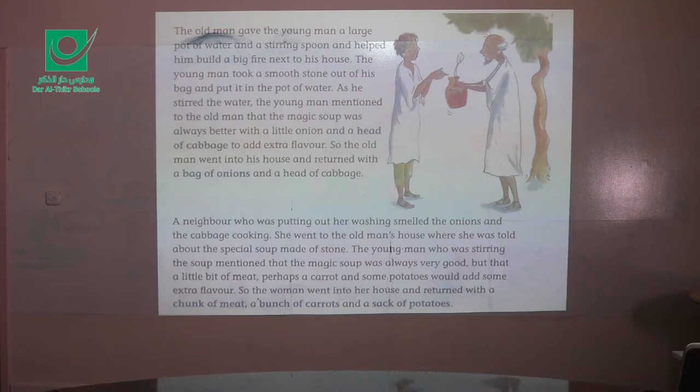A neighbour who was putting out her washing smelled the onions and the cabbage cooking. She went to the old man's house where she was told about the special soup made of stone. The young man who was stirring the soup mentioned that the magic soup was always very good, but that a little bit of meat, perhaps a carrot and some potatoes, would add some extra flavour. So the woman went into her house and returned with a chunk of meat, a bunch of carrots, and a sack of potatoes.